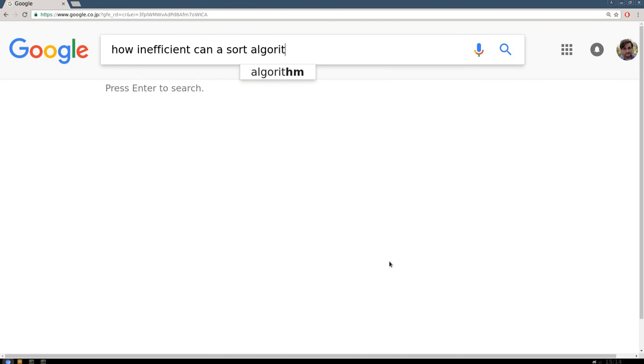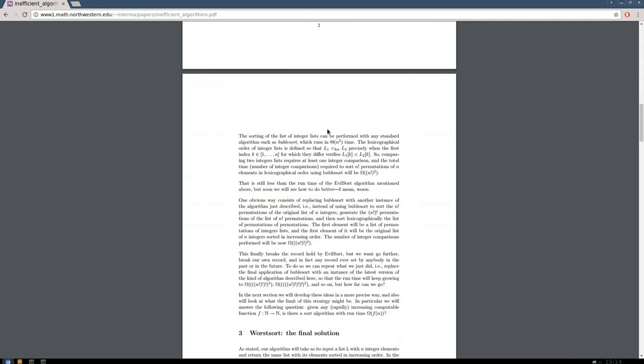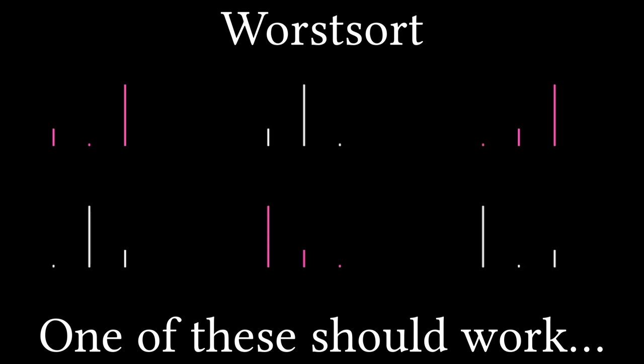Now, you might be thinking that there is absolutely no way we can do worse than just randomly shuffling an array until it's magically sorted on its own. But you would be wrong. See, I asked my best friend, how inefficient can a sort algorithm be? And oh boy, did they deliver. Introducing worst sort. The first thing we do is we list all of the permutations of the array that we want sorted. Now, we learned from bogosort that one of these combinations will be the sorted array that we want. The question is, which one?